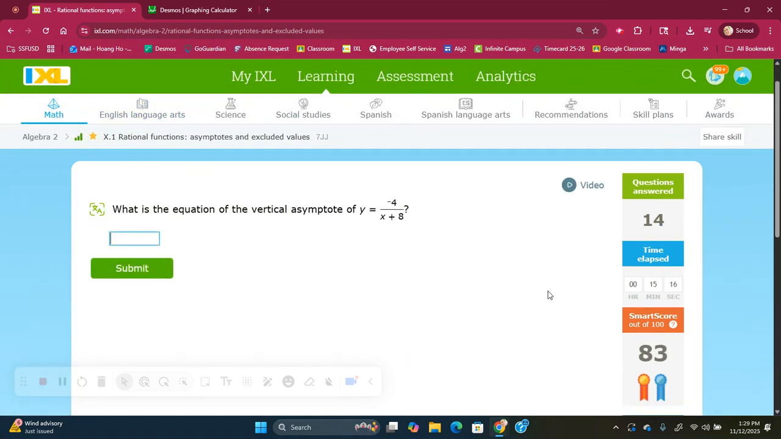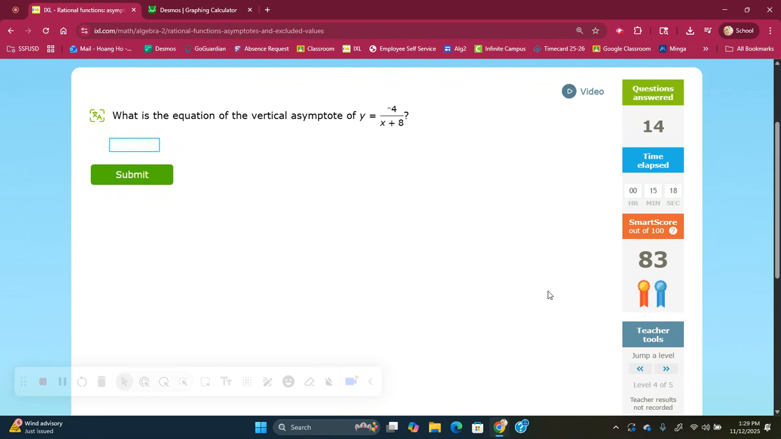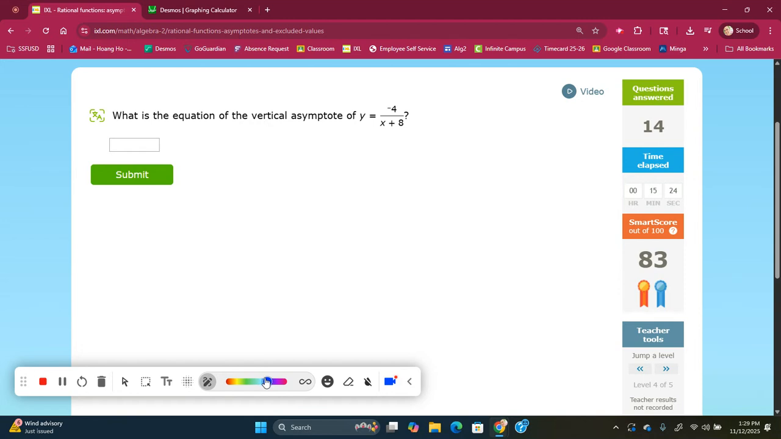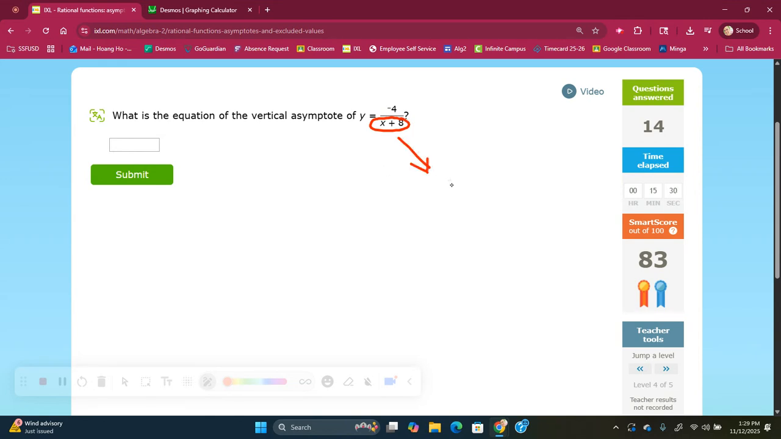All right, next one, vertical asymptote. Again, for the vertical asymptote, I go to the denominator. Right here, x plus 8 cannot be equal to 0. So therefore x cannot be equal to negative 8. So x equals negative 8 has to be the vertical asymptote. Okay, so I put it right here, x equals negative 8.